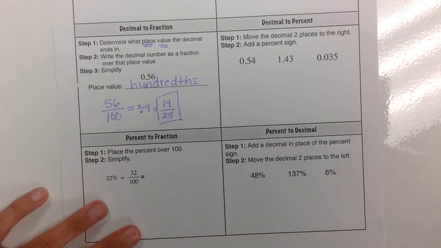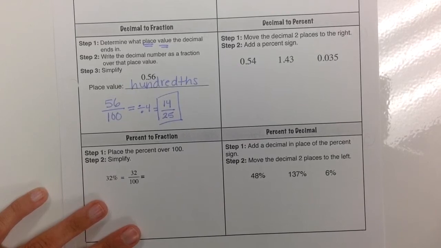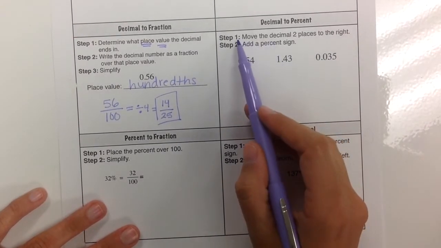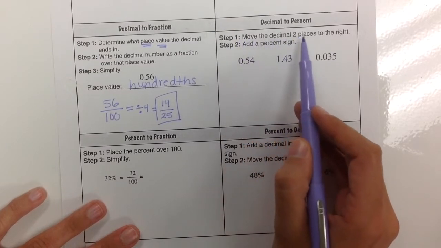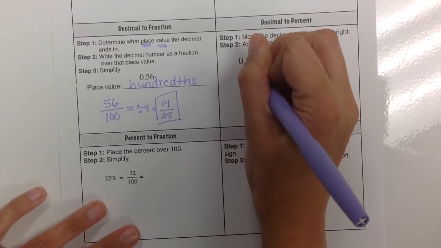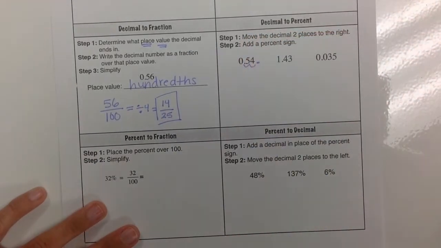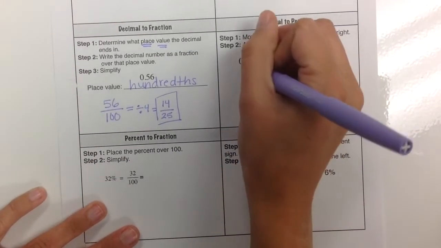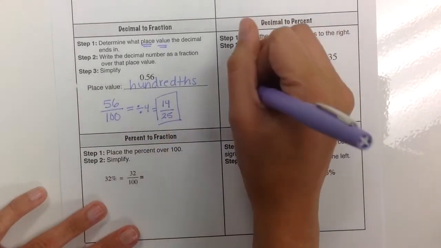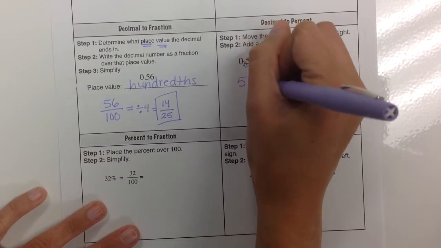Converting a decimal to a percent. This should be a little bit easier, a little less math. We're just looking at our decimal values. So the first step is to move the decimal 2 places to the right. So I've got a decimal right here. I'm going to move it once, twice. So the new decimal goes at the end here. This decimal doesn't matter anymore. And then we add a percent sign. So we've got 54%.